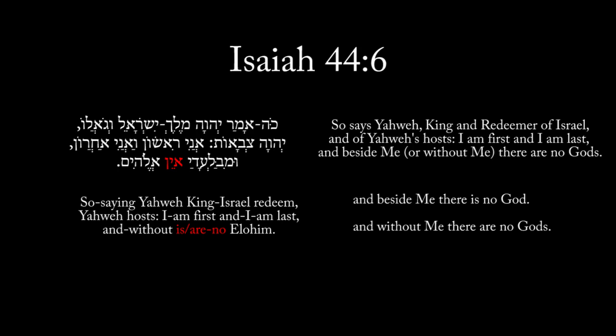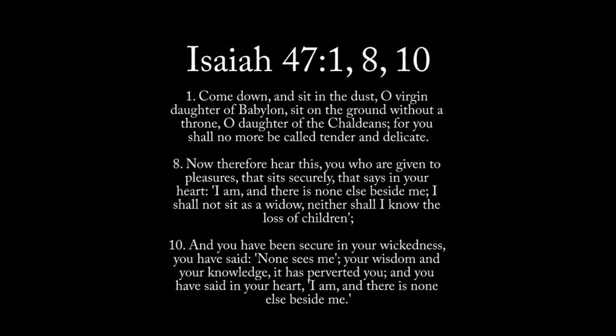This denial language is used elsewhere in the Bible to describe powerful empires and cities. For example, Isaiah chapter 47 talks about Babylon, using the same phrase, "There is none beside me." Come down and sit in the dust, O virgin daughter of Babylon. Sit on the ground without a throne, O daughter of the Chaldeans, for you shall no more be called tender and delicate. Now therefore hear this, you who are given to pleasures, that sit securely, that says in your heart, I am, and there is none else beside me.